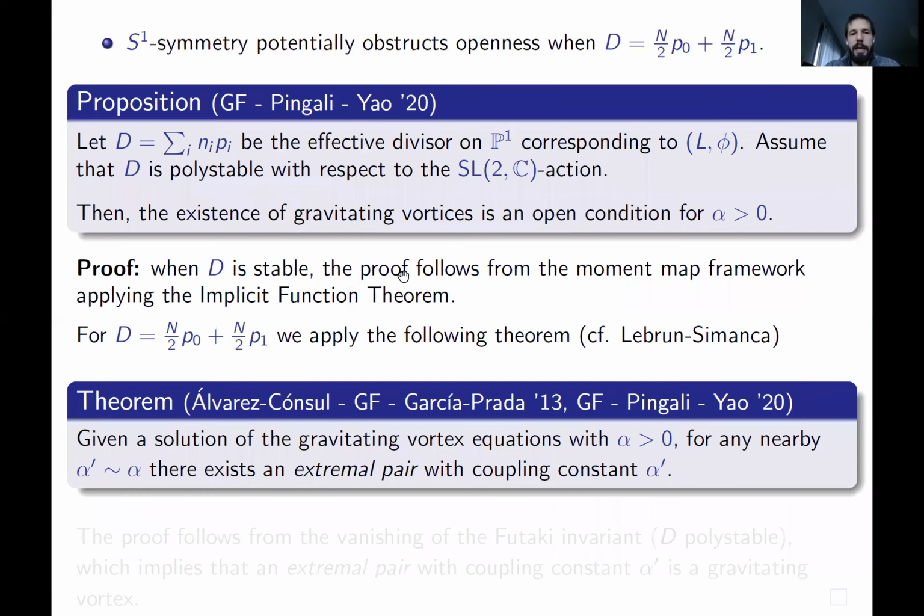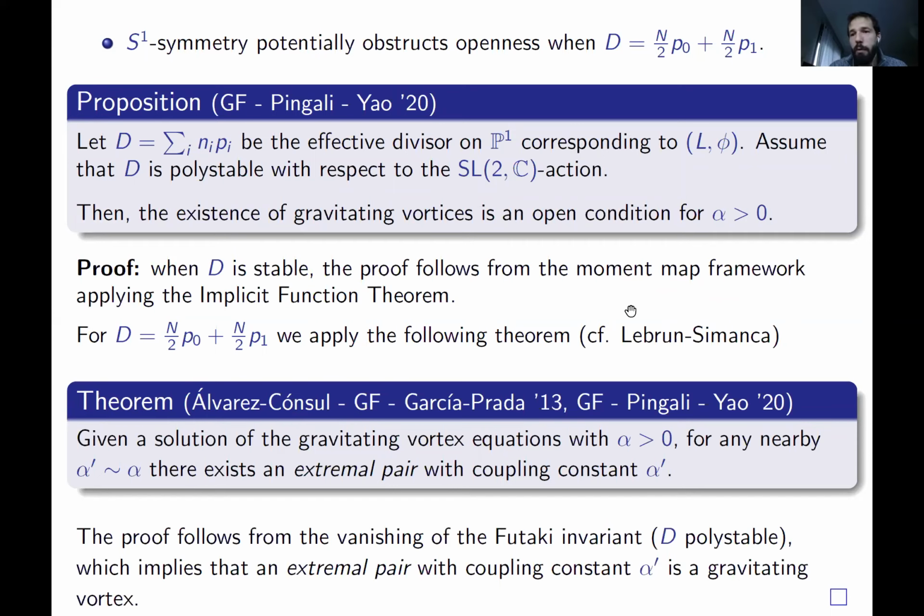So then the idea is that, okay, if I give you a solution of the gravitating vortex equations, then you can deform it for nearby alpha prime, but the price you pay is that the deformed pair of metrics omega and h may not be a solution, but at least it's an extremal pair. But now there is a general principle that if your Futaki invariant vanishes, then an extremal pair is precisely a solution of the equations. And because we are assuming that this is polystable, the Futaki invariant vanishes, and then any extremal pair is a gravitating vortex. Okay? So this is the idea for the openness in the strictly polystable case.